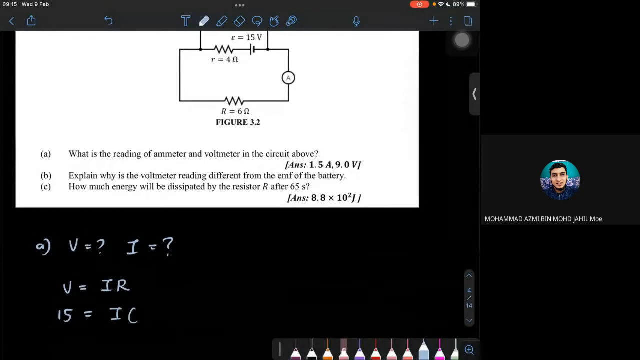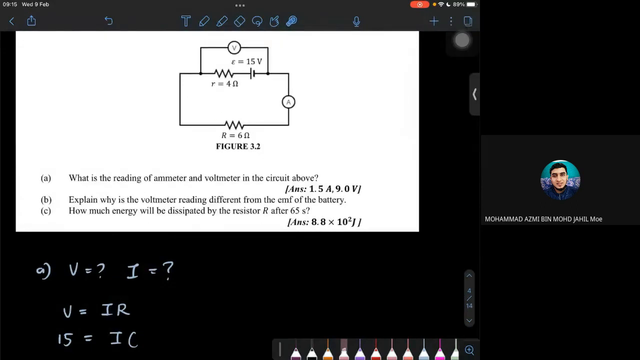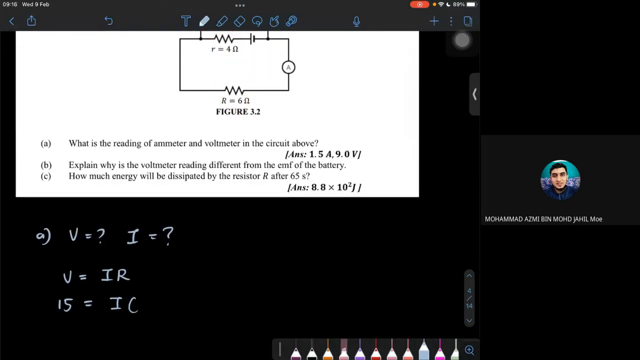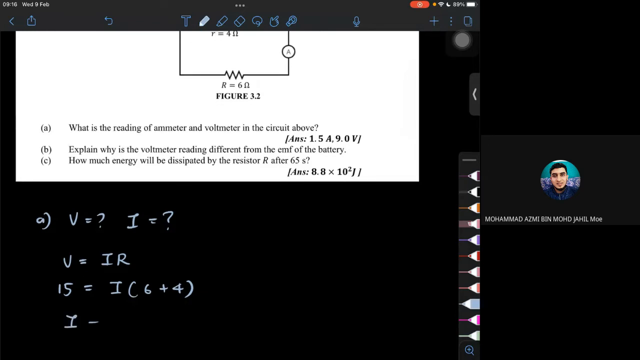10. Yeah, right. Okay, so because here we have 2 resistors, which is equal to 6 plus 4. So if we use total here, here must also be total. So I will be equal to 1.45. 1.45 ampere. 1.5, actually. 1.5.